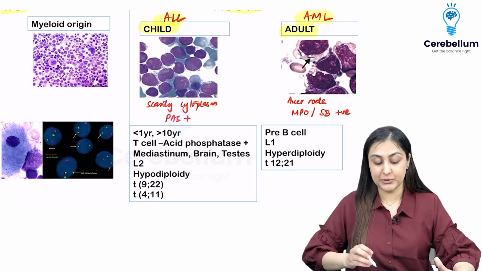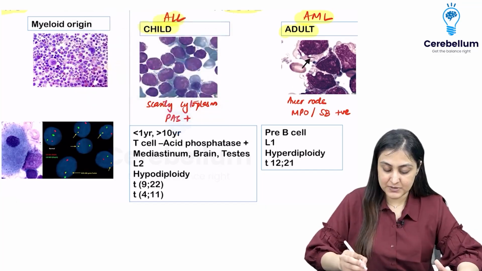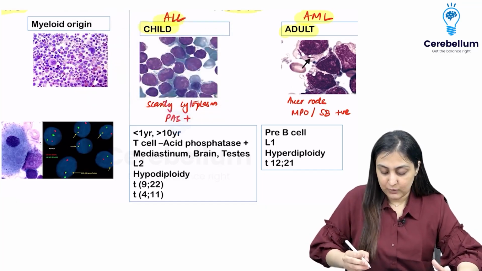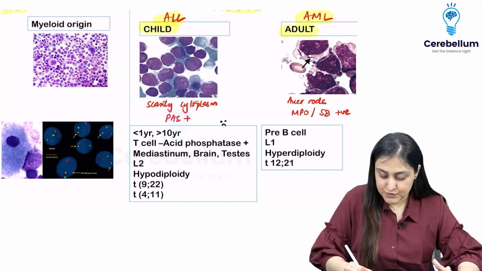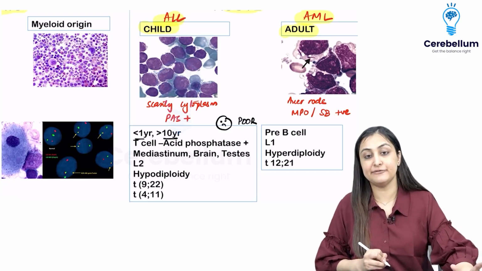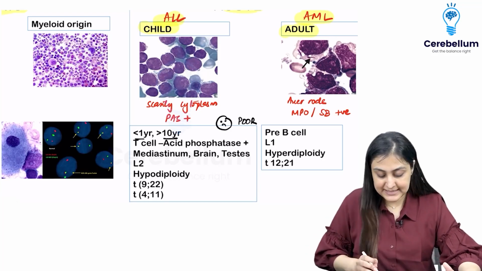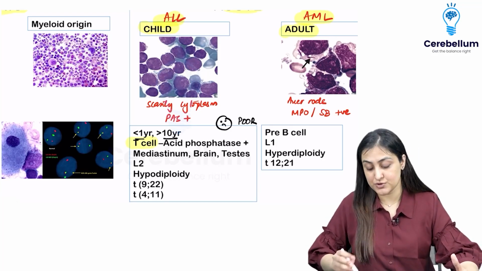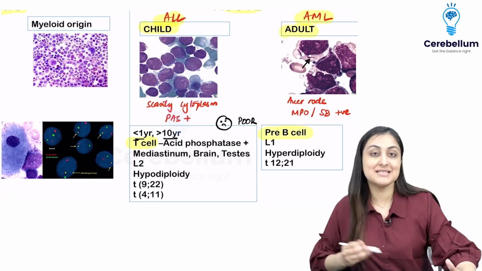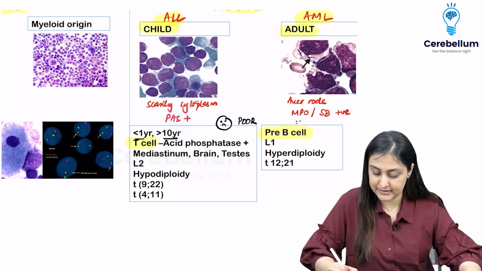So now we got to go into the details of it. Let's finish off ALL. In ALL, the question comes about prognosis. So what has poor prognosis? Remember, this table here is poor prognostic markers. Extremes of ages, either the child is an infant or an older child, more than 10 years, poor prognosis. T-cell ALL has a poorer prognosis compared to pre-B cell ALL. So B cell has a good prognosis. Let's just compare these together.